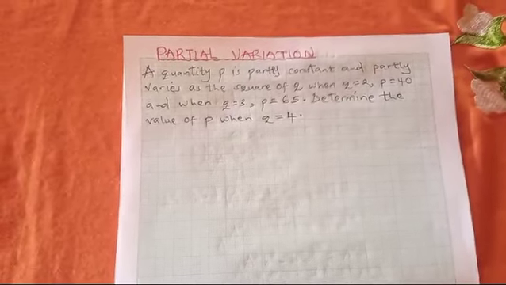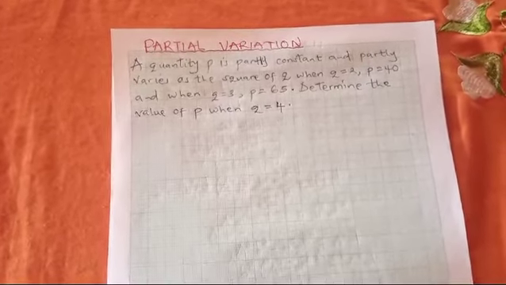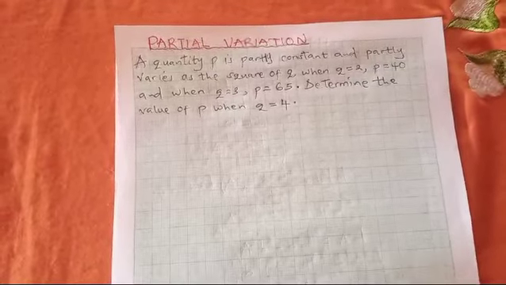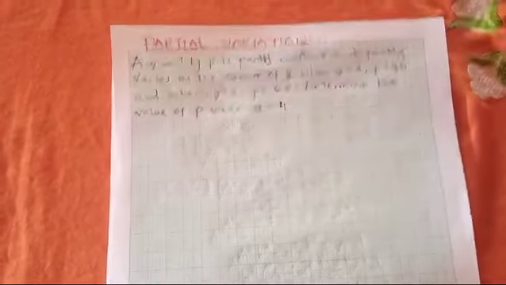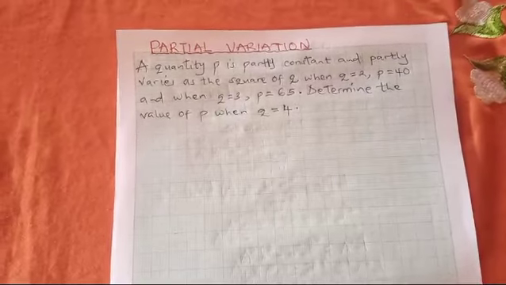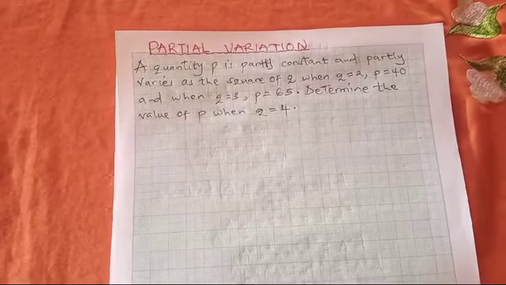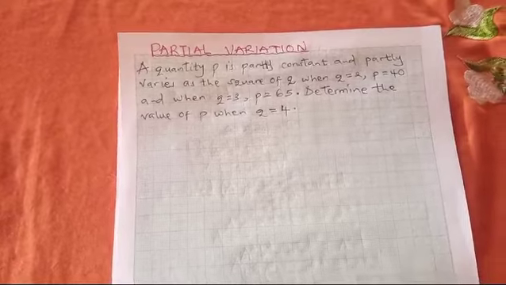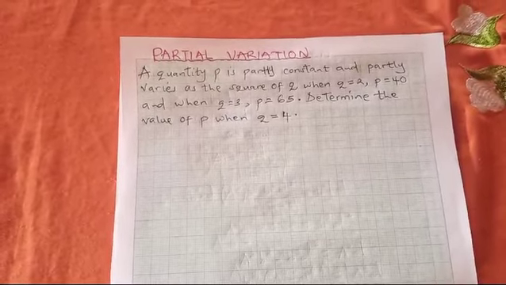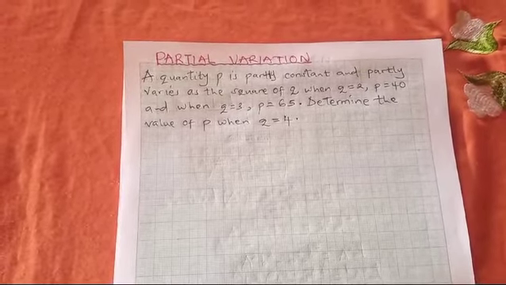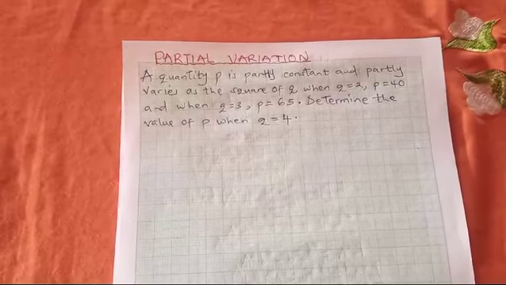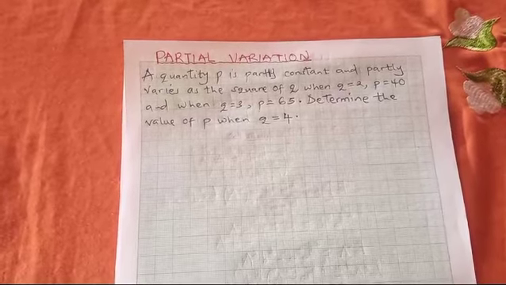Partial variation. Partial variation is a subtopic under formula and variation in Form 3 that is normally tested in our Paper 2 mathematics examination. So we have a question before us that we want to navigate through.